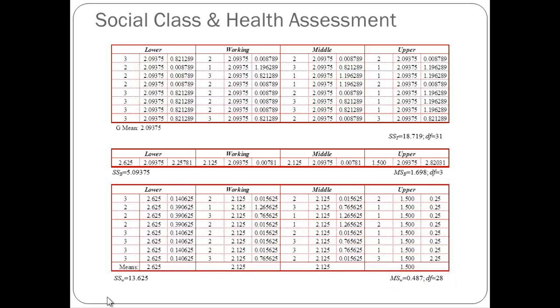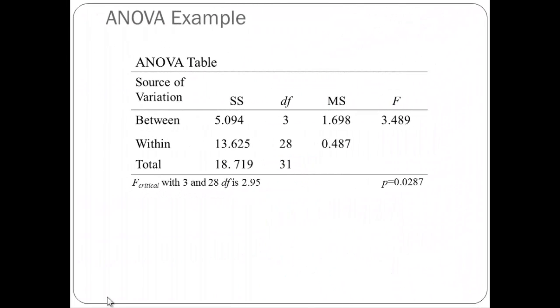Now I have to put these things together into my ANOVA table to be able to calculate my F statistic. Based on the calculations on the slide before, I'm going to complete my ANOVA table. The ANOVA table has a very regular pattern. The rows are always listed as between, within, and total, and we know that our between plus within is equal to the total. I take the three sums of squares from the slide before, and I put them into the appropriate place in the table. My between group sum of squares, 5.094, my within group sum of squares, 13.625, and my total sum of squares, 18.719.